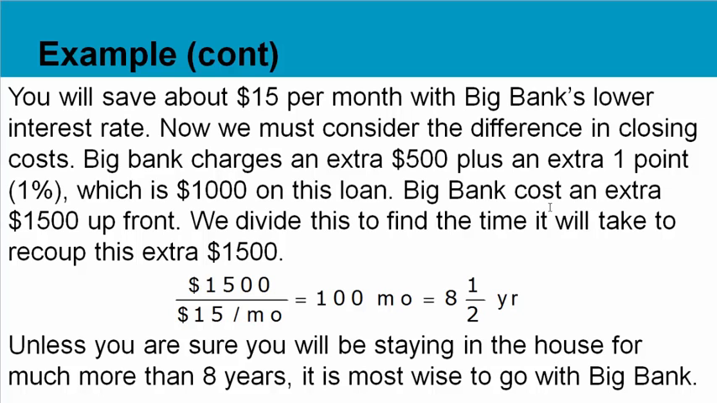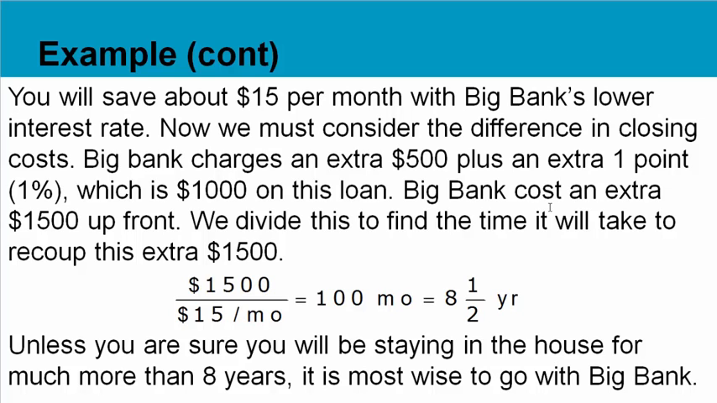Well, we also had an extra 1,500 for the other, more expensive one, or the cheaper one. So you divide 1,500 by $15 a month, and it would take 100 months for the cheaper one to catch up with the more expensive one, or vice versa. That's your break-even point. Well, 100 months is about 8.5 years. So that means it's going to take you that much time to make up for it.